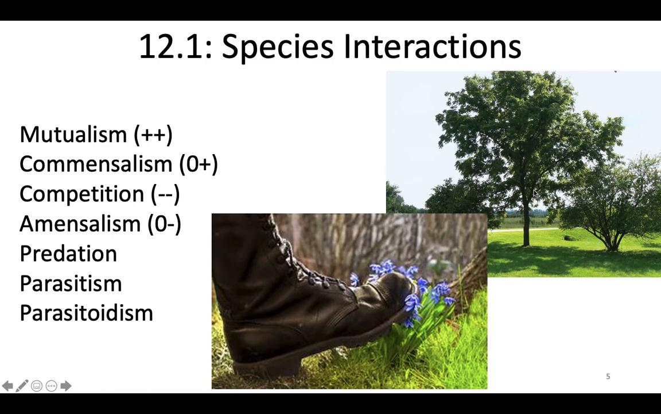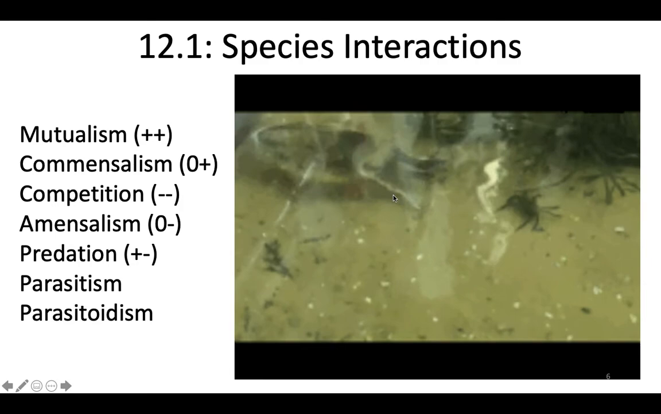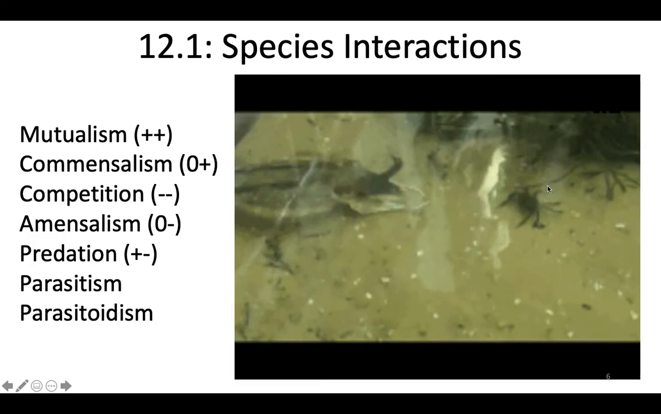You can have predation, where one species benefits and the other species is negatively impacted. This is a cuttlefish feeding on a crab. Obviously, that crab is not benefiting from this relationship.